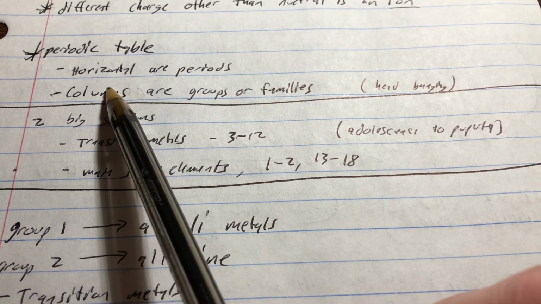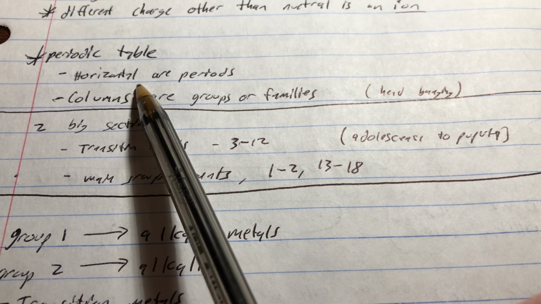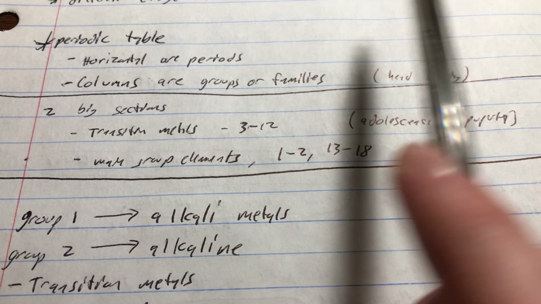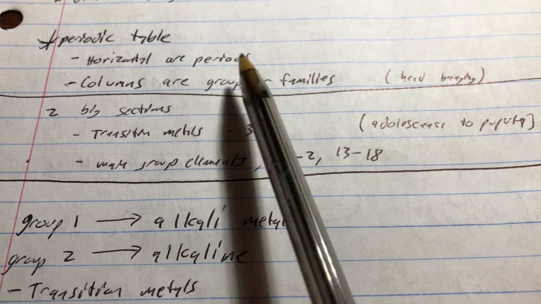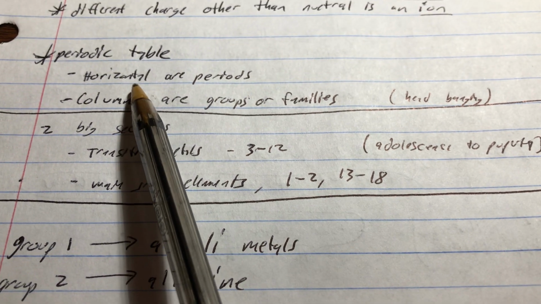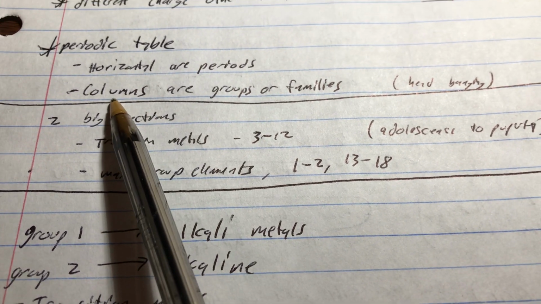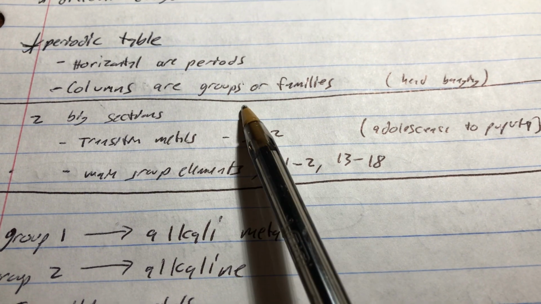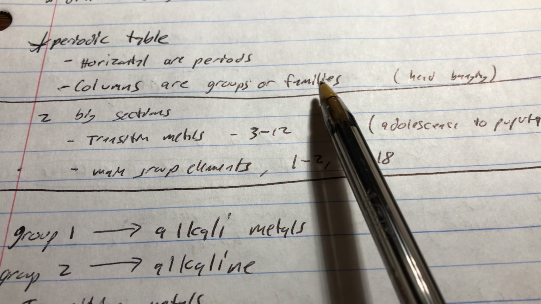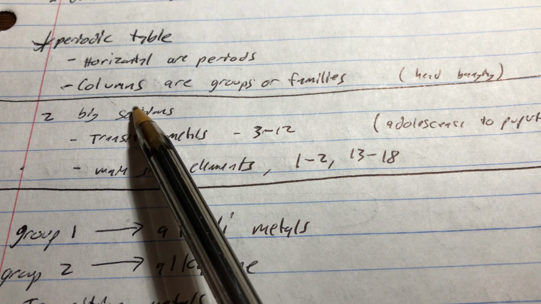So here we go. To remember that horizontally on the periodic table, those are periods. Just remember that a hor is going to have a lot of periods generally. Columns are groups or families. Just remember when I have to do group work or when my family is fighting, I want to bang my head against the column.